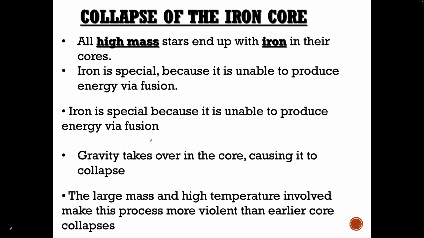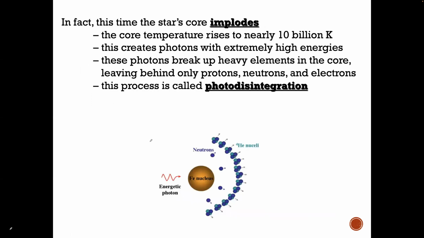Now, this large mass and the high temperature involved in this particular process will make this process more violent, right, than earlier core collapses. So now you have iron at the central region, which means you cannot have any kind of fusion reactions after that. Even as you increase the temperature because of the gravitational contraction, the temperature will continue to increase, right? Once this temperature rises up to 10 billion Kelvin, something special happens at the central region. This will create photons that have extremely high energies, right?